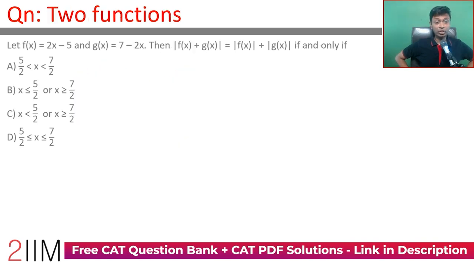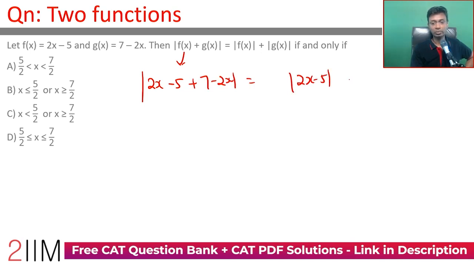Let f of x equal to 2x minus 5 and g of x equal to 7 minus 2x. Then modulus of f of x plus g of x equals modulus of f of x plus modulus of g of x if and only if. So let's worry about this. This is easy to form. Modulus of 2x minus 5 plus 7 minus 2x equals modulus of 2x minus 5 plus modulus of 7 minus 2x.